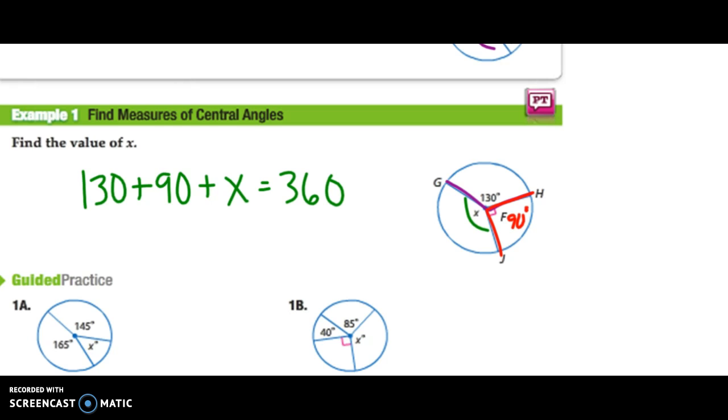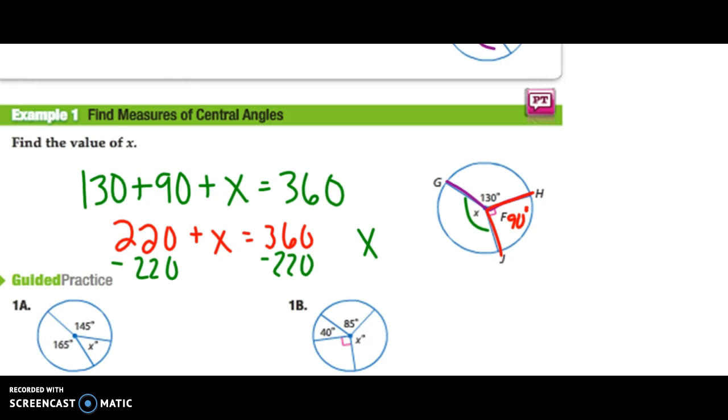Okay, so we combine our like terms right here. So that's going to be 220 plus x is equal to 360. Subtract 220 from both sides, and we find that x is equal to 140 degrees. And you can check your answer by plugging that into your equation to make sure it equals 360. Here's a couple guided practice problems to try now.